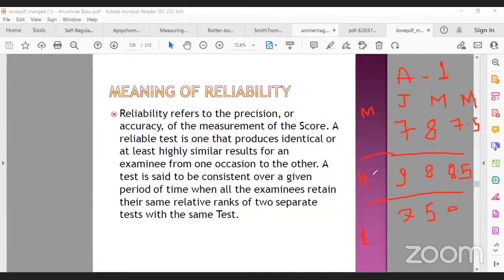This is maths, this is Hindi, this is English. These are the 3 months, January, March and May. This person's name is A, his roll number is 1. This is the test of Hindi, this is the test of English, 7, 5 and 0. Okay.